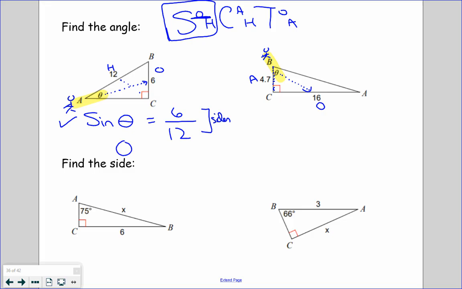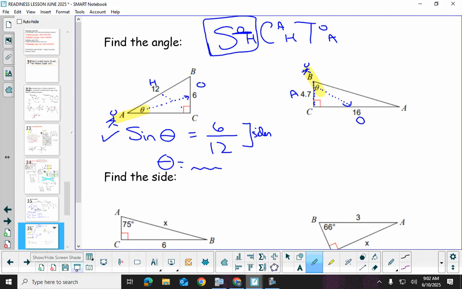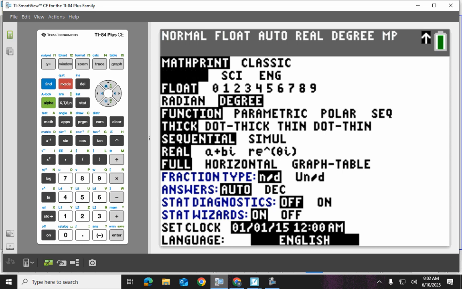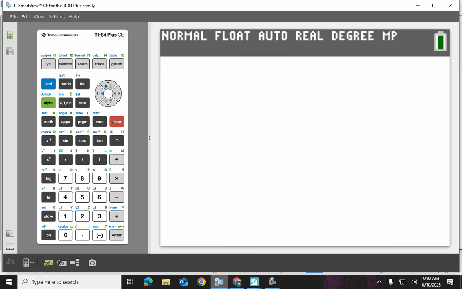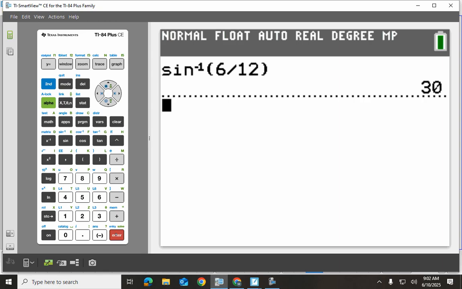And then the next thing you're going to show me is the answer. So on your calculator, when you're looking for an angle, this is when you hit second. So when you're looking for an angle, you hit second. So you're going to go second sine 6 divided by 12. Finish off the bracket, hit enter. You get 30 degrees.